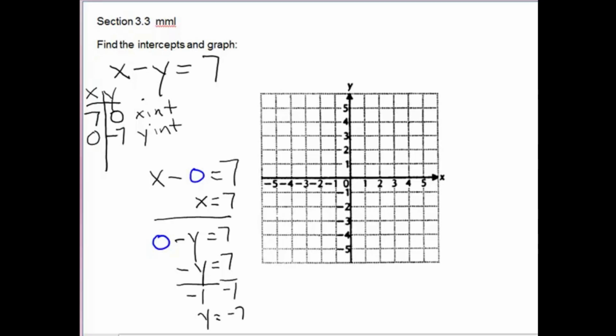And now we'll plot the points on our grid. So 7, 0. So I only have 6. I have to go over one more. And 0, -7. So don't go over but go down 7.